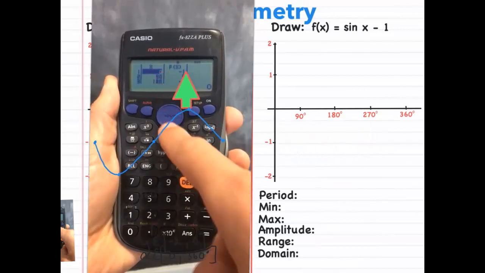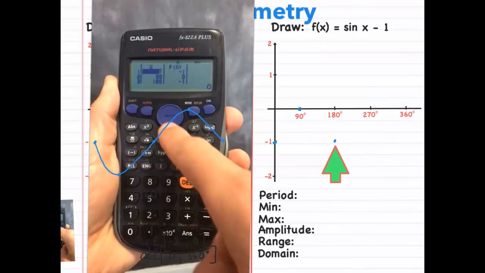So 0 and -1, so x is 0, and where's the -1? It's down here. So let's just plot in that value. There it is. And how about the next one? We have 90 and 0. So at 90 degrees on our x-axis, we have 0 on our y. So it's right there. Let's plot that point in. There it is. And our next value is 180 and -1. There's 180. -1 is down here. And let's put that in.